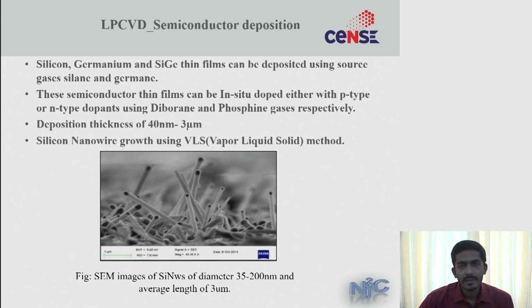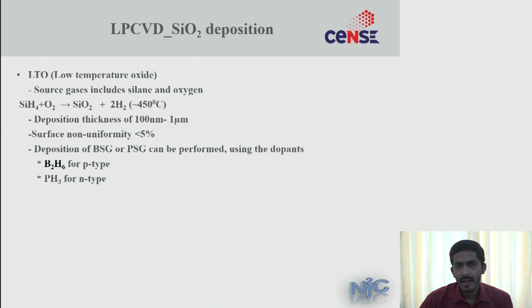Along with this semiconductor thin film deposition, there is also an application wherein we use this to form silicon nanowires. The image below shows you the silicon nanowire growth. This growth is done with the help of the vapor liquid solid method, known as VLS, wherein you use a very thin seed layer which will serve as a reference to grow your nanowires. These nanowires can range from 35 to 200 nanometers in diameter and the length can vary in terms of microns.